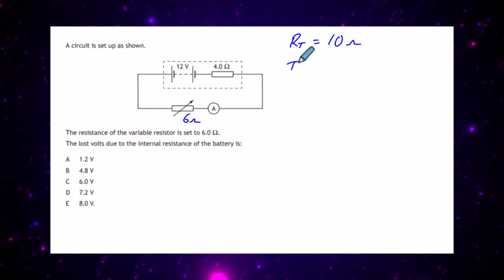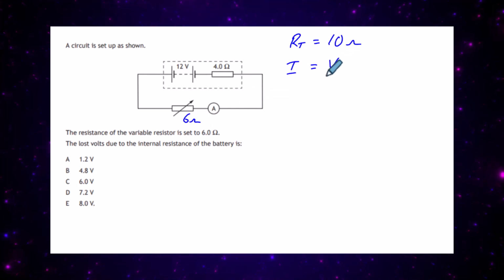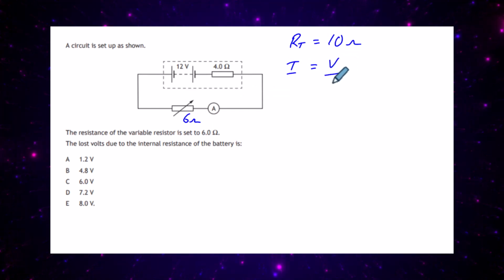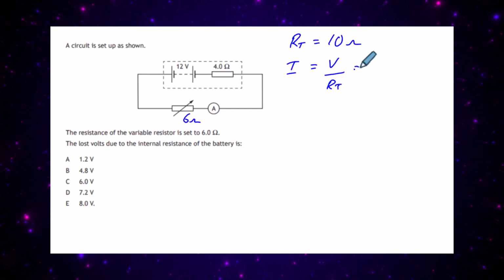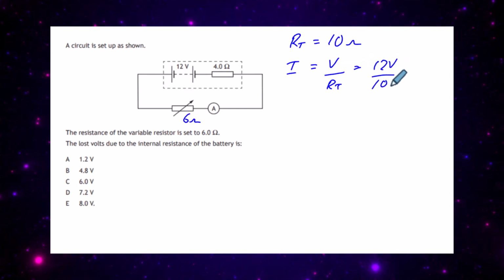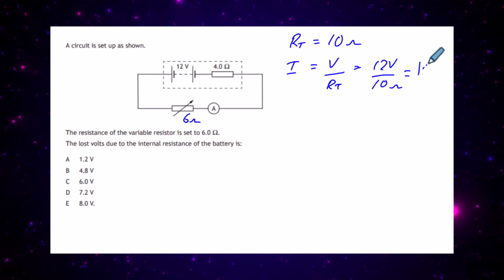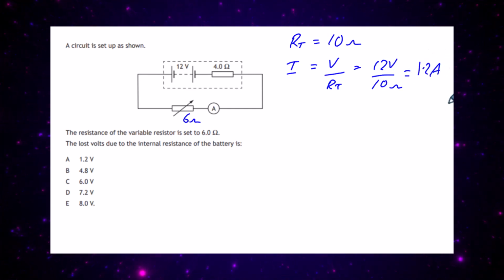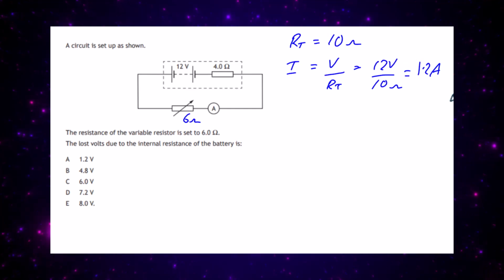The current flowing in that circuit will be then equal to the EMF, which is 12 volts, we call that V, divided by the total resistance. That's going to become 12 volts divided by 10 ohms. That's going to give you 1.2 amps. So we know there's going to be 1.2 amps flowing through the circuit.